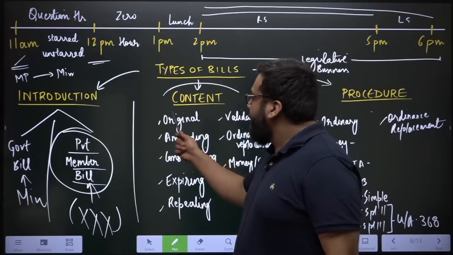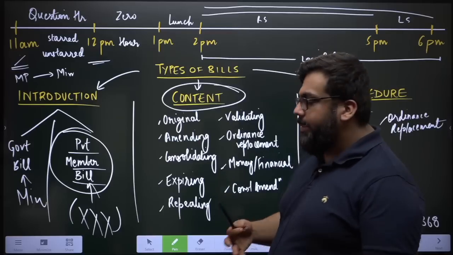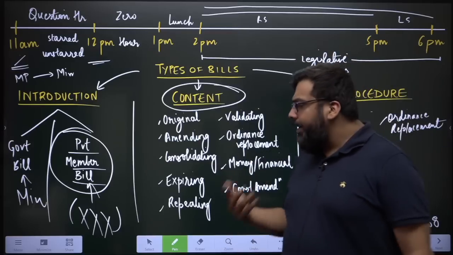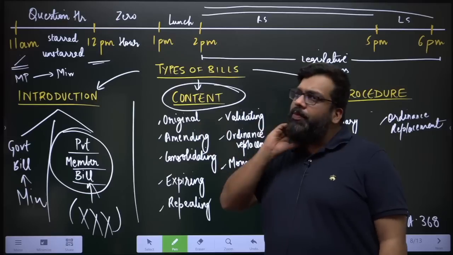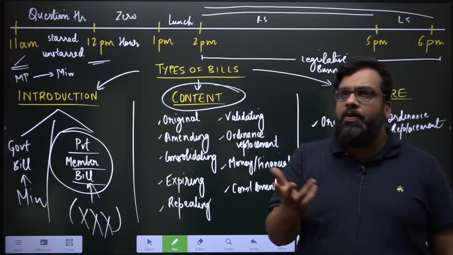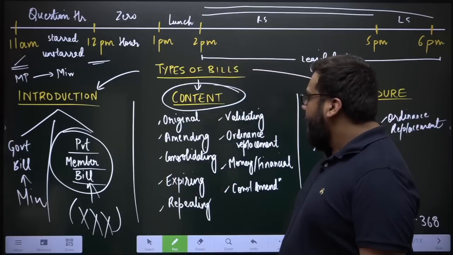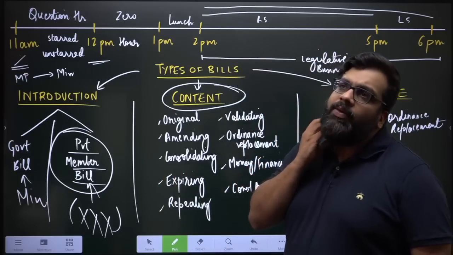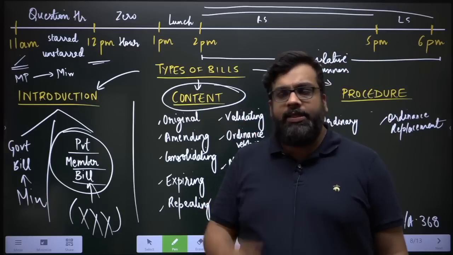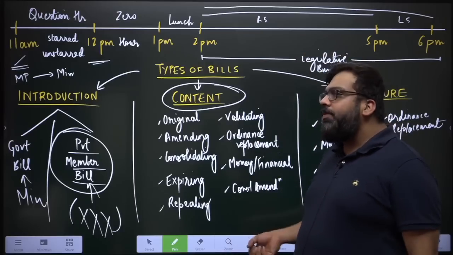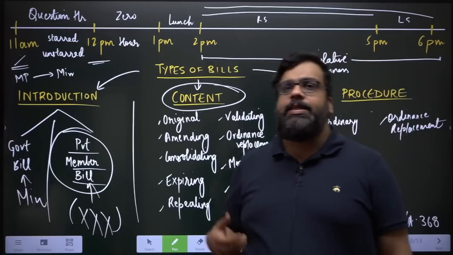Now, in terms of what is inside the bill, what is it that they're trying to do? An original bill is something which contains new ideas. An original bill would be, let us say, the Code on Industrial Relations, or the Higher Education Commission of India or the National Medical Commission, right? An amending bill would be a bill to amend an existing law.